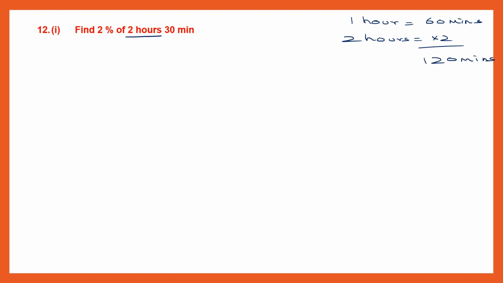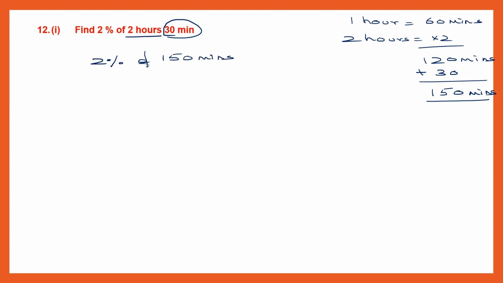Now go back to the question. Here we have 30 minutes also, so let's add the 30 minutes. 120 plus 30 becomes 150 minutes. So now the question is, find 2% of 150 minutes. So 2% means 2 by 100, and of means multiply by 150.